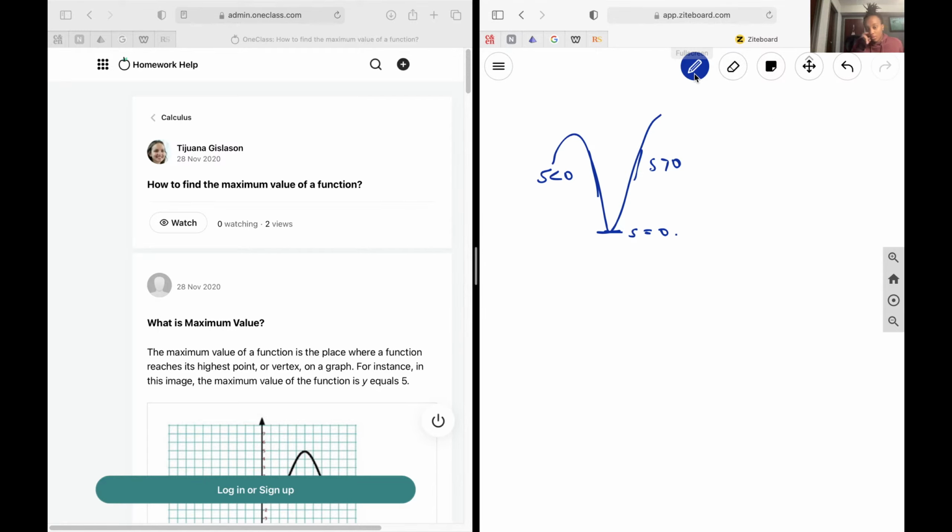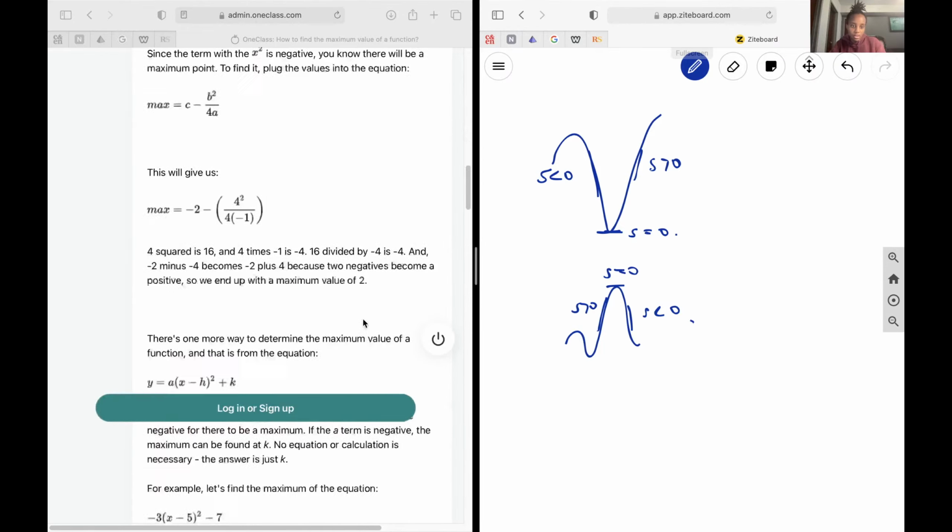Okay, so now in the case where I'm looking for a maximum, what I'm going to be looking for, let's just draw that out, is the slope going from over 0 to 0 to less than 0. Okay, so let's see.